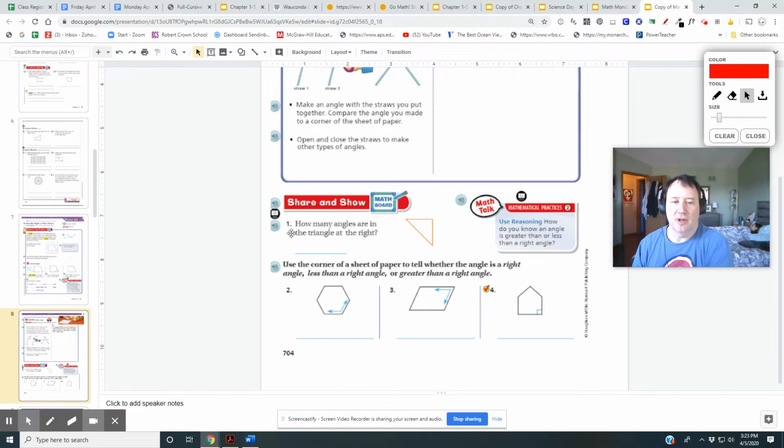Okay, I'm going to go to number 1. How many angles are in the triangle at the right? 3. Use the corner of the sheet of paper to tell whether the angle is a right angle, less than a right angle, or greater than a right angle. So this one is greater than, this one is less than, and that one is a right angle.